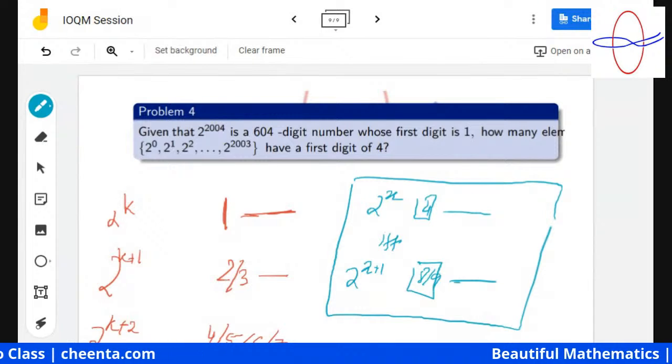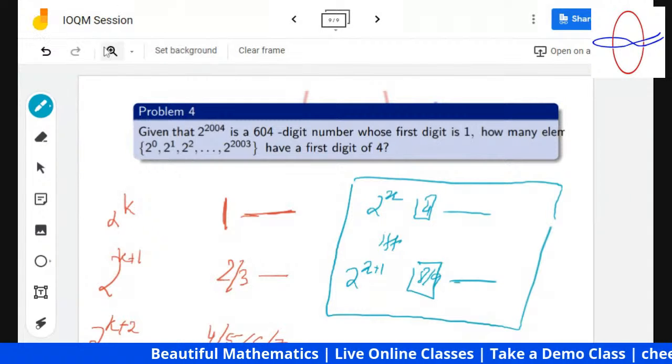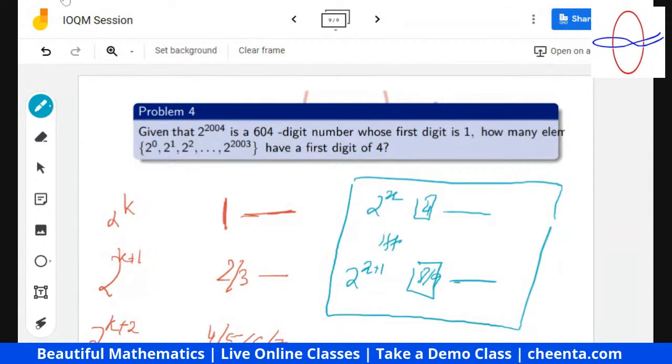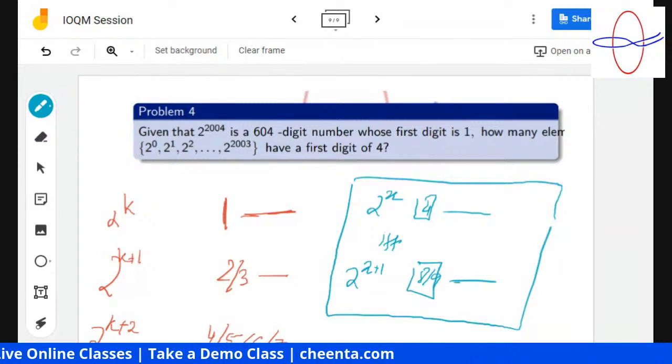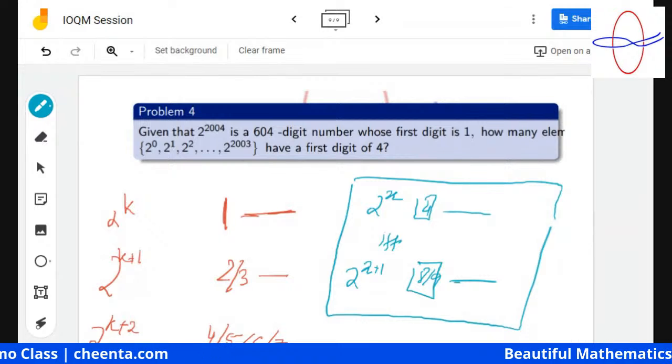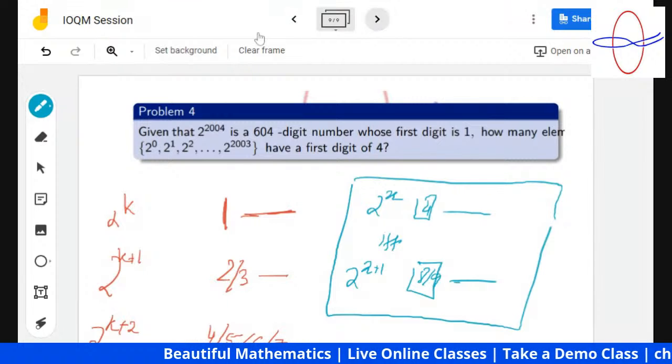So this is a hint, okay? Think about it. All of you are close, but not there. 181 is close, 201 is close. All of these are close. But think about this: 2 to the power x starts with 4 if and only if 2 to the power x plus 1 starts with 8 or 9. Why? Because it's simple.